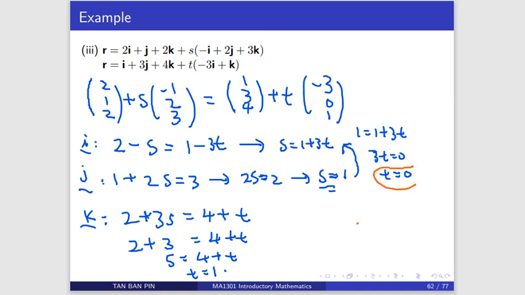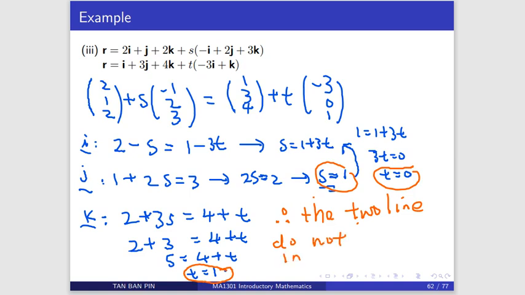You have found t to be 0, right? If you solve the first two equations, t is 0, s is 1. And if you sub s as 1 here to the third equation, you get t is 1. So not consistent. So we can say therefore the two lines do not intersect.